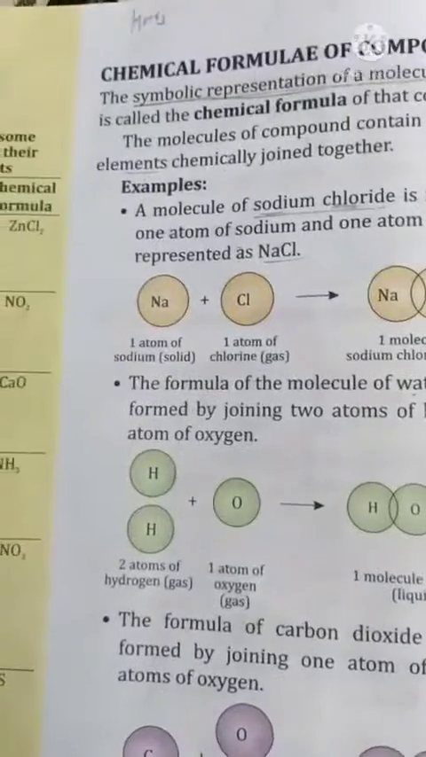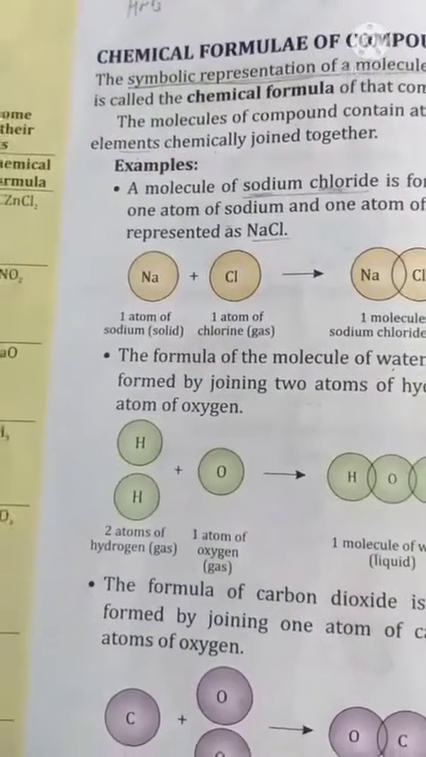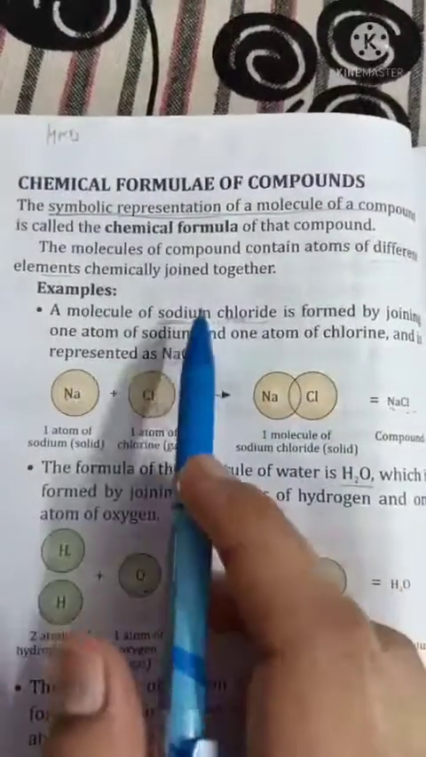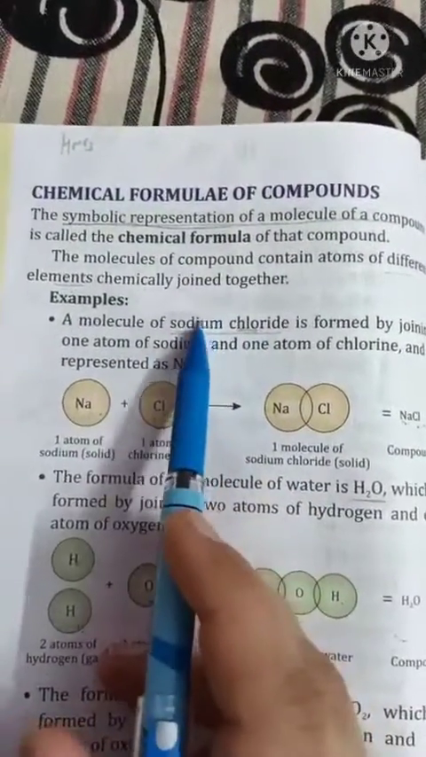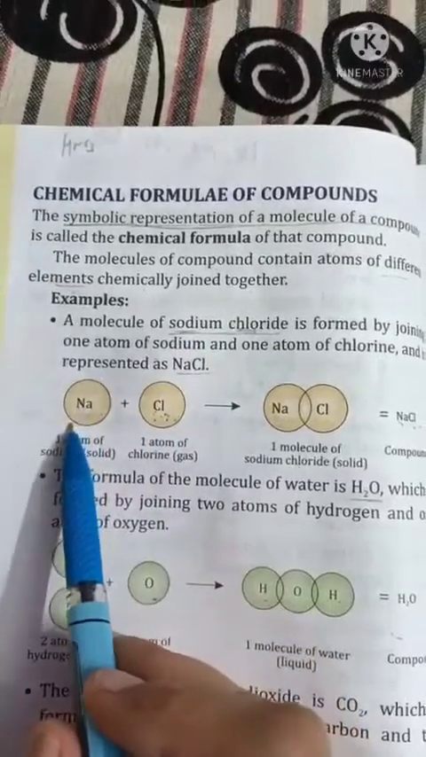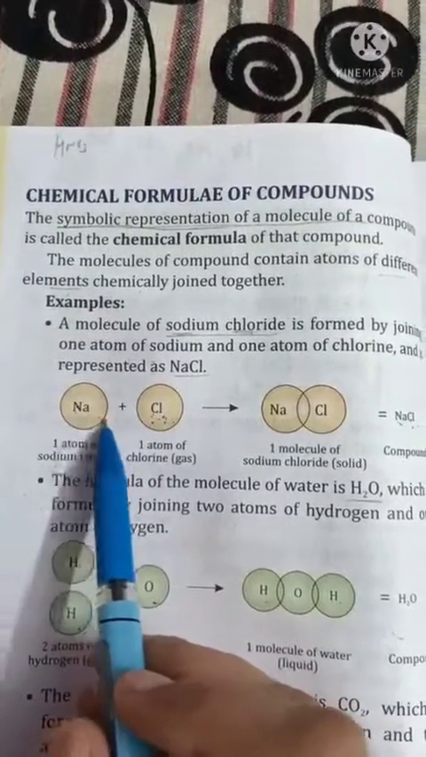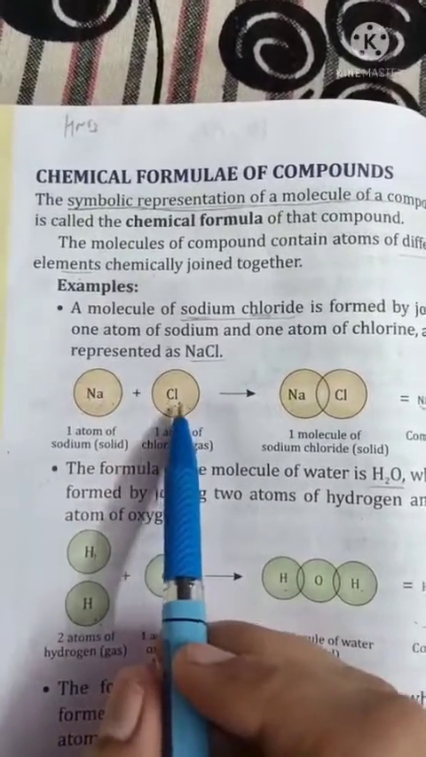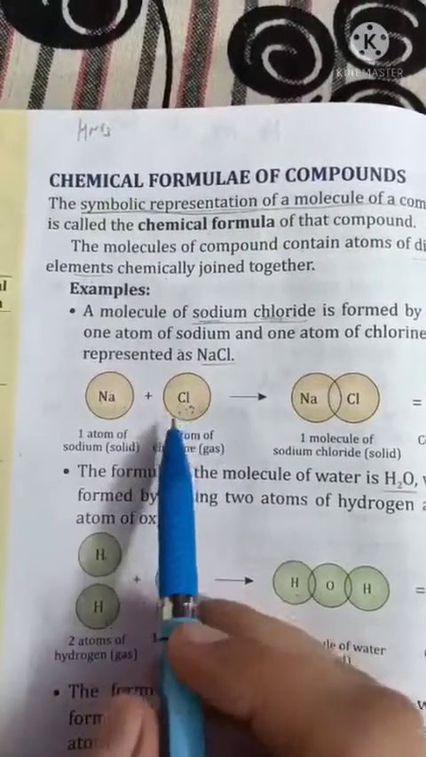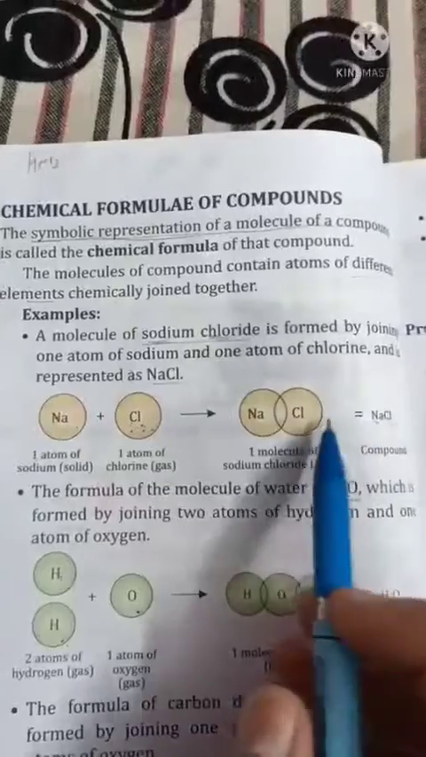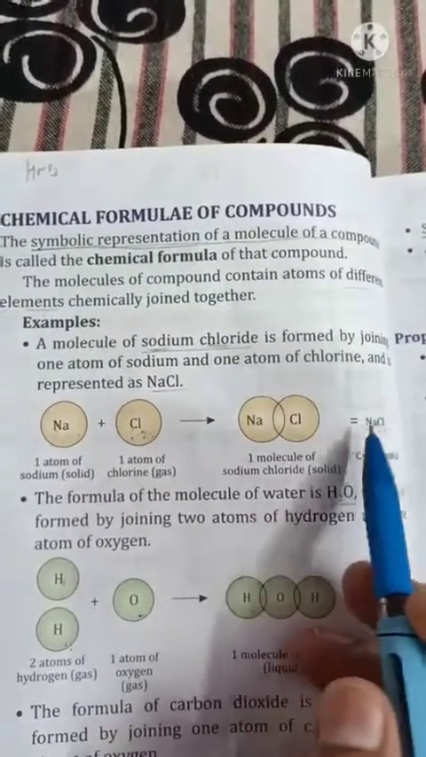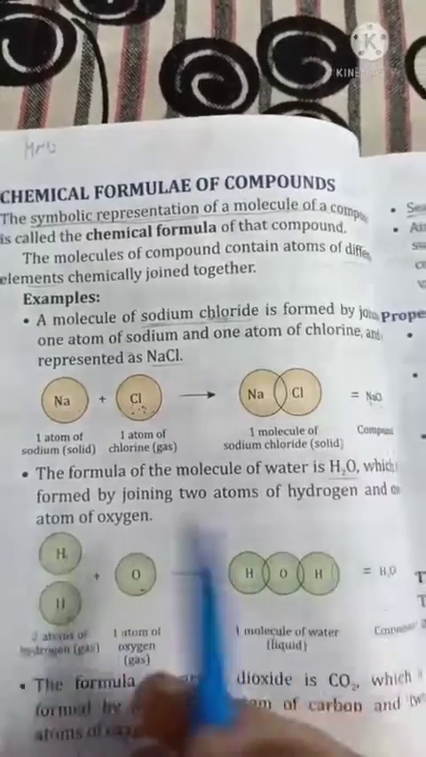So, examples of a few chemical formulae of compounds. The first one is sodium chloride. Sodium has the symbol capital N small a, from its Latin name natrium, and chlorine has the symbol capital C small l. So one atom of sodium will combine with one atom of chlorine and form a sodium chloride molecule of a compound, NaCl.